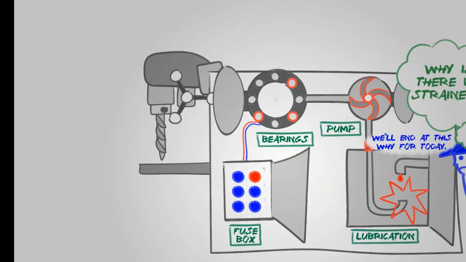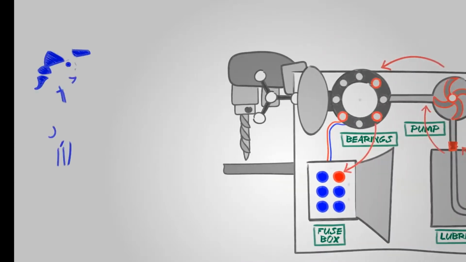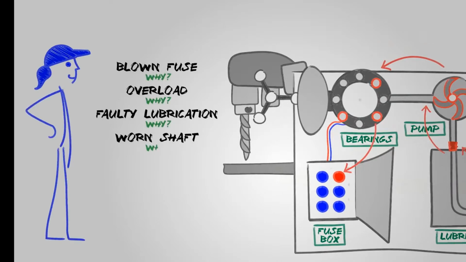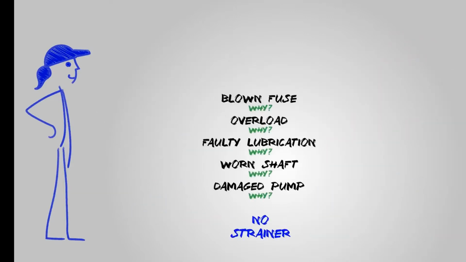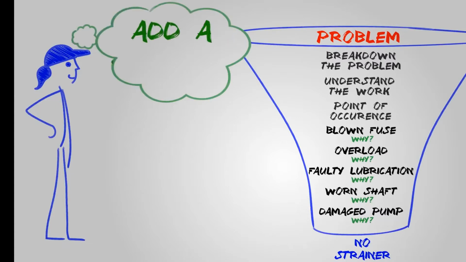So with the damaged shaft, that would mean that the pump wasn't drawing lubricant, so that there wasn't enough lubrication going to the bearing. That overloaded the machine and blew a fuse, and that stopped the machine from working. So he's got a 5-why causal chain going down to the root cause, and you can check that with a therefore chain going up as well. So now he knows if I apply a countermeasure here, which is to make sure there's a strainer, then the problem will be solved so that it doesn't come back.